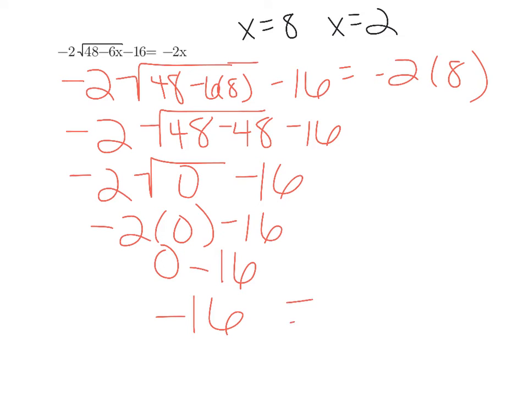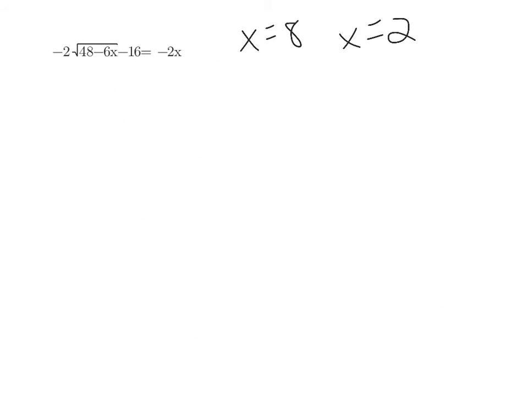When I simplify the right-hand side of my equation, -2 times -8 is -16. So we get -16 equals -16. That checks out, and I can confirm that 8 is a solution. Now I also need to check my solution of 2. So I'm going to plug in 2 for x.